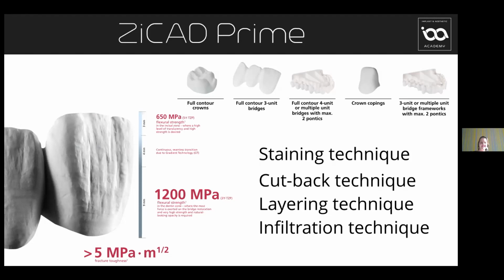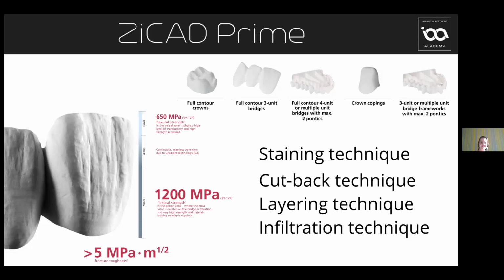But bear in mind that the old zirconia restorations all had to be layered. In other words, we had to use feldspathic porcelain, which reduced the strength down to 100. So this has changed really everything for me. You can see the indications for ZirCAD Prime: full contour crowns, in other words, monolithic type restorations, full contour three-unit bridges, full contour four-unit bridges where we have two pontics, crown copings, and then multiple unit bridge frameworks with a maximum of two pontics. And the beauty of the material is obviously that it's versatile.